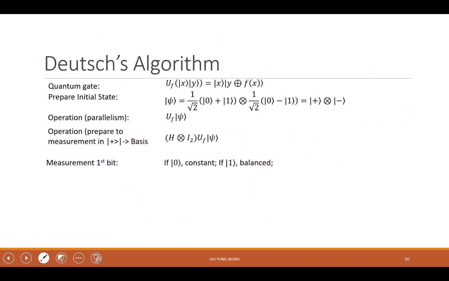So this is the summary. Again, you have the quantum gates. You prepare the initial superposition state. You apply the quantum oracle to achieve quantum parallelism. And then you prepare for measurement by applying the Hadamard gate. If you were able to measure in the plus minus basis, you don't need this step. You add this because I want to measure in the Z basis, okay?